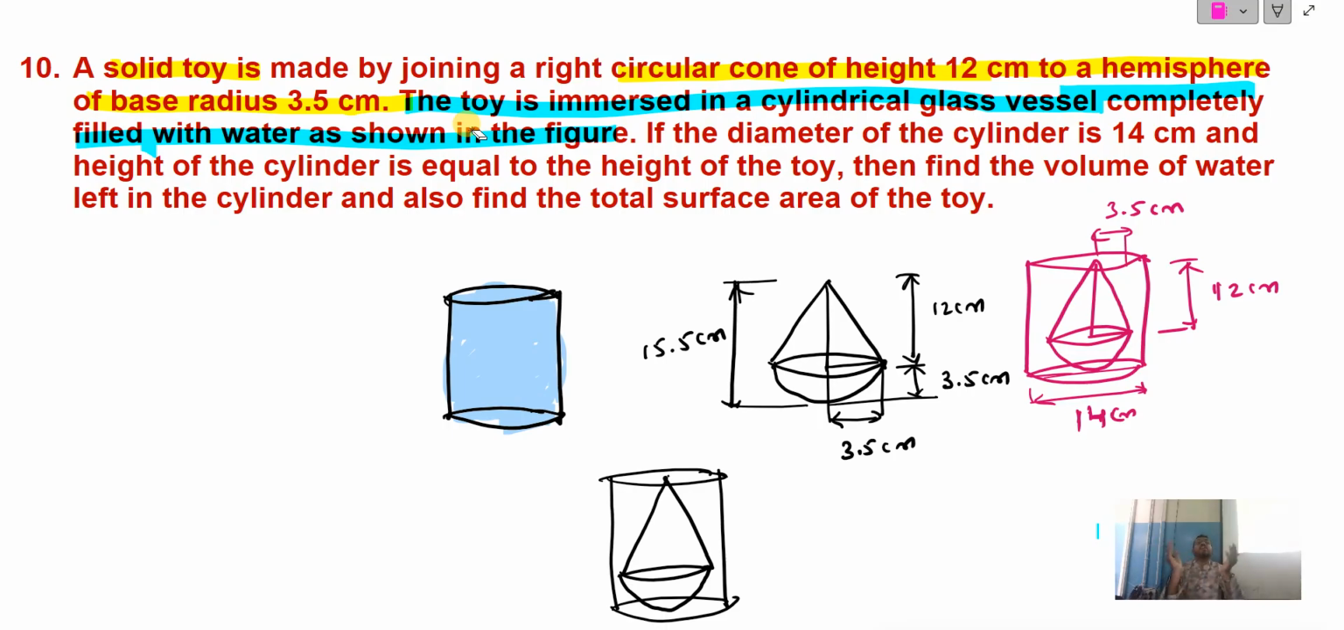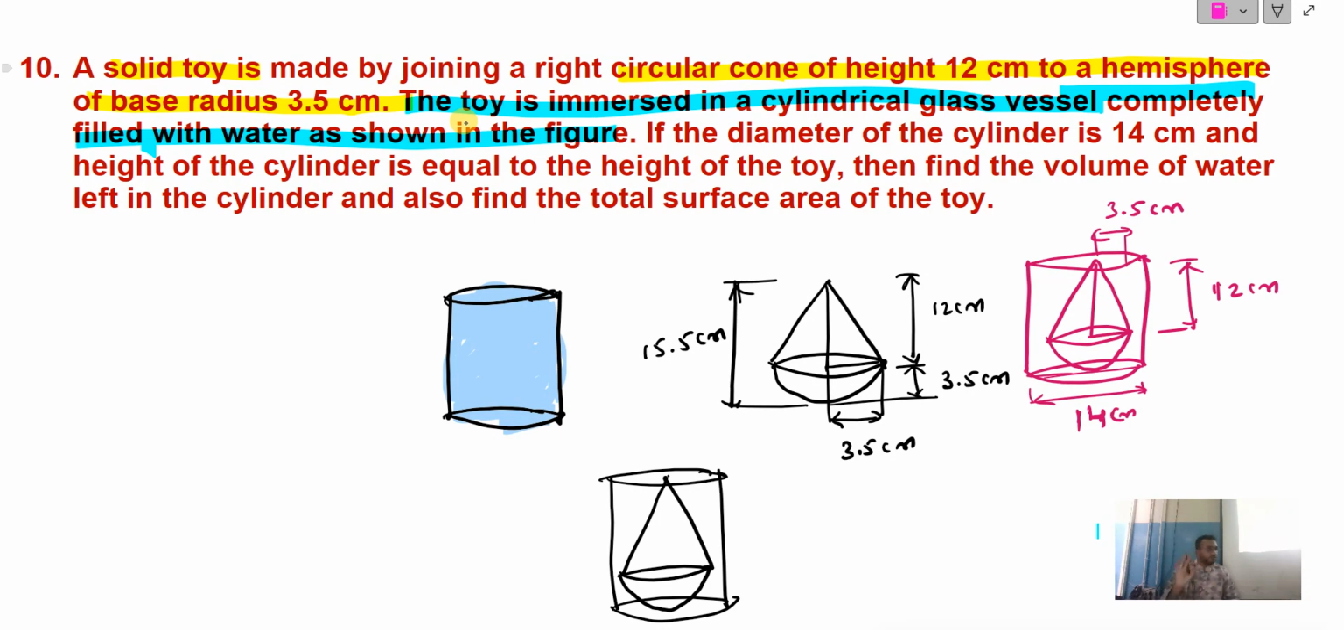Now, what is the radius of hemisphere? 3.5 centimeter. Please be careful. In our previous problems, everything was same. Radius of cone, radius of hemisphere, radius of cylinder, everything was same. But here it is not same.